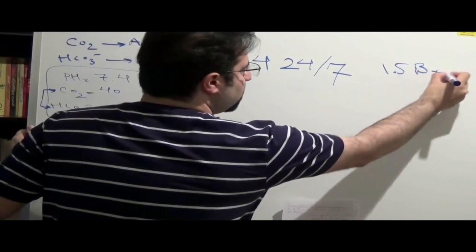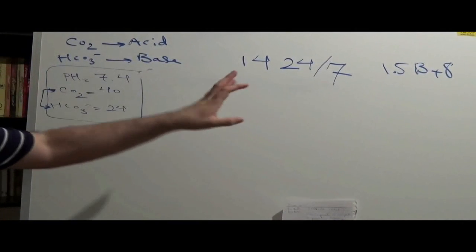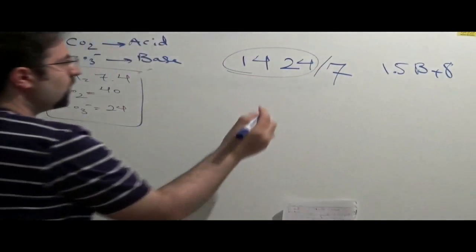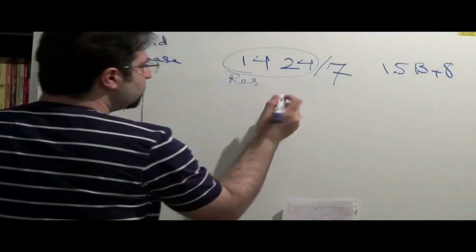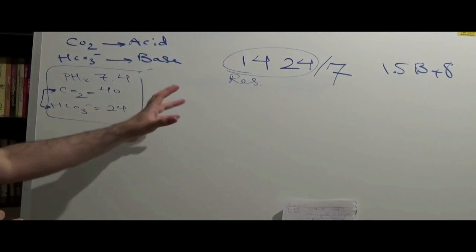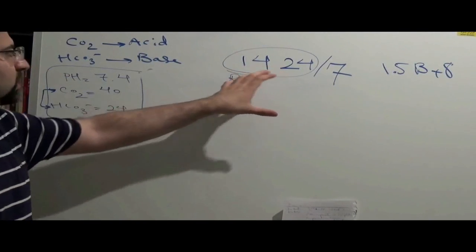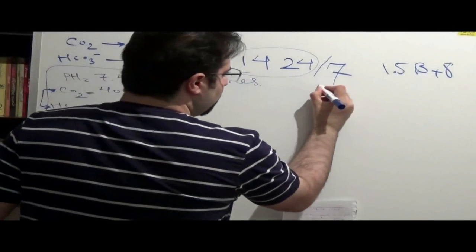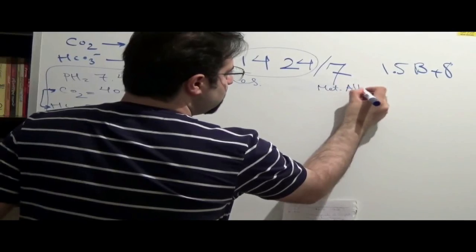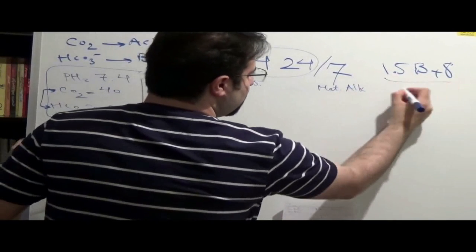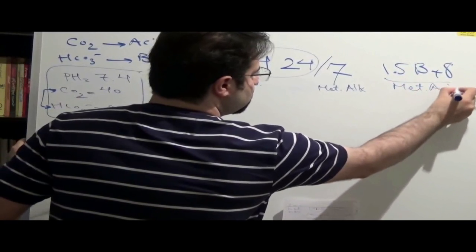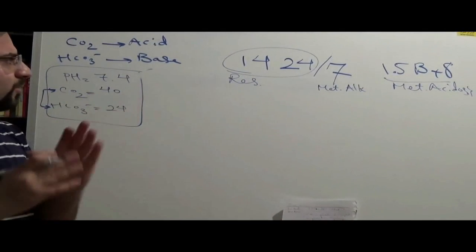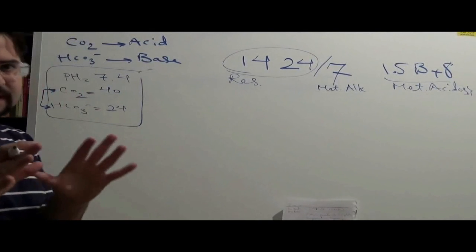And another tool here is 1.5 bicarbonate plus 8. So what are these for? I want to say that this part is for respiratory problems in the system. So when we have some changes in CO2, we use this part to calculate the bicarbonate. This one is for metabolic alkalosis, and this one is for metabolic acidosis. With some examples, it will be easy for you.